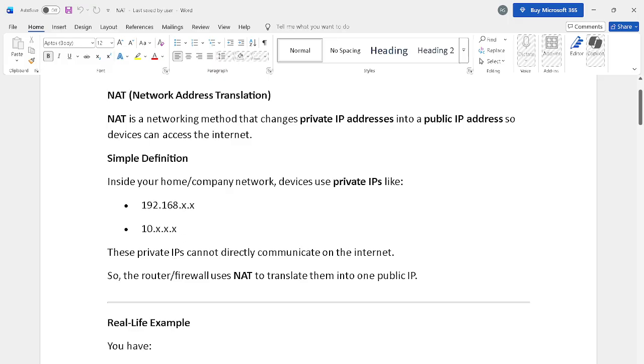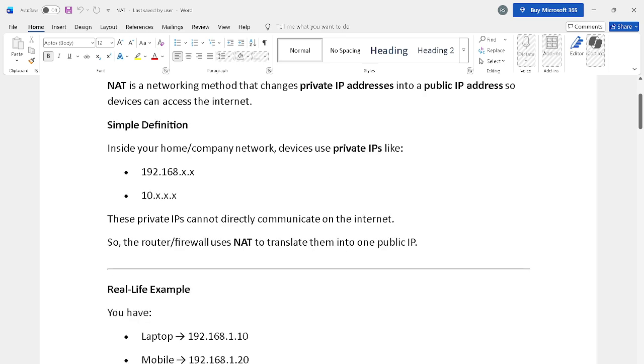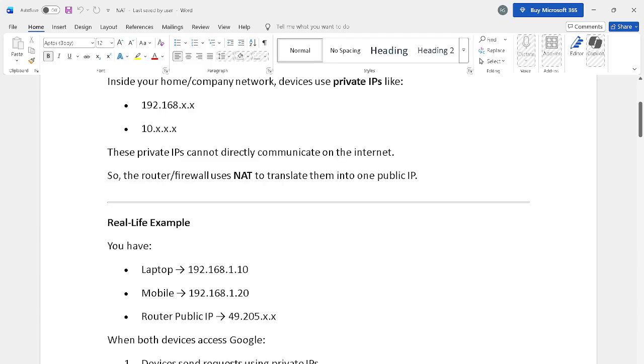Simple definition: inside your home or company network, devices use private IPs like 192.168.0.1, like that, and 10.1.0.2 or 1. These private IPs cannot directly communicate on the internet. So the router or firewall uses NAT to translate them into one public IP. So multiple private IP addresses use only one public IP.